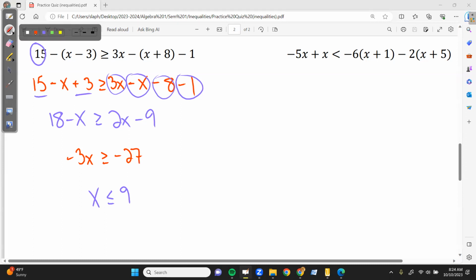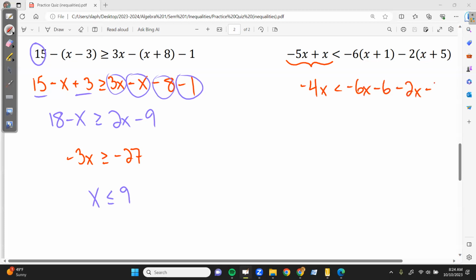Next problem, I'm going to distribute on the right-hand side. So actually, while I'm here on this left side, I might as well combine those two terms. Negative 5x plus 1x makes negative 4x. No harm in that. Oops, why did I put equals there? There. And then I'm going to distribute on the right-hand side. I'm going to get negative 6x minus 6 minus 2x minus 10.